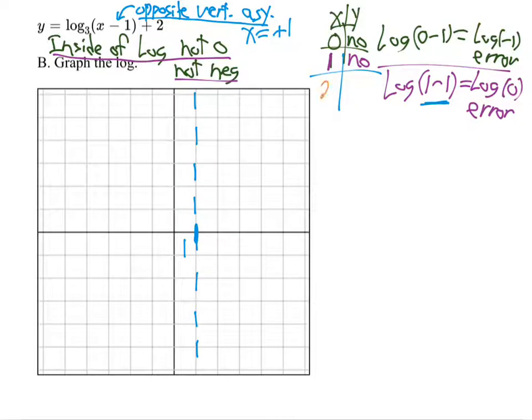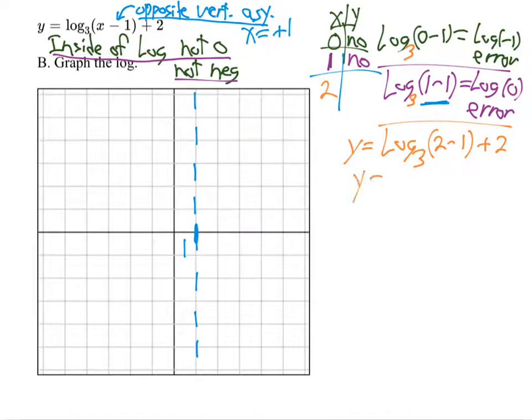So we'll have to start at 2. So let's plug in 2 now. So we have log base 3. These should have all been log base 3, but I was just ignoring it. 2 minus 1 plus 2. That's what y will equal.